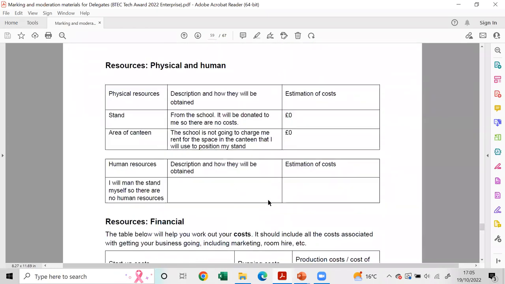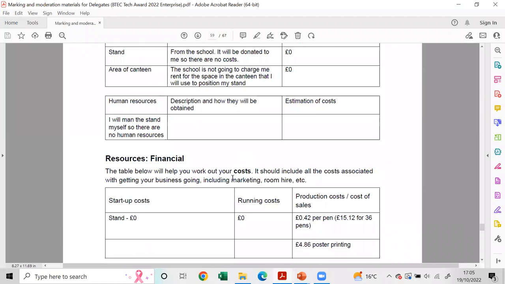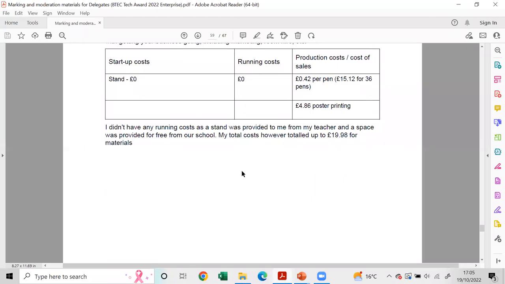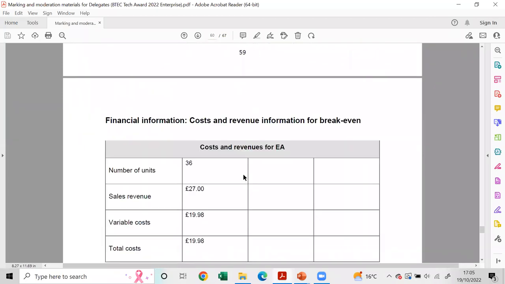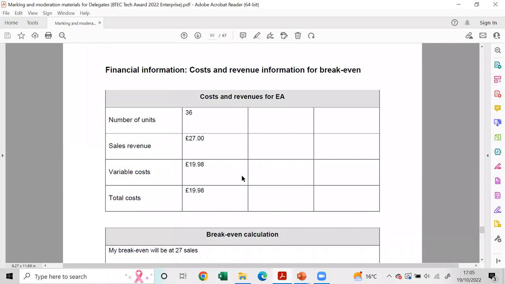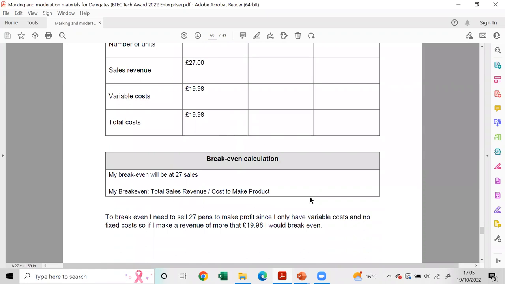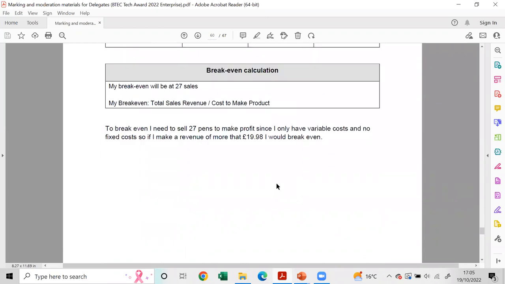They thought about their resources. It's again a little bit limited because they're going to be selling it in their school. So in essence, the resources are just there once they've got in school. Really, their resources are only the cost of the pens and maybe a little bit of printing they do. Going on to that second part of the business plan, they have filled in these costs. They have given a quick break even. They've not actually shown the calculation. Gives you a little bit of a clue there.